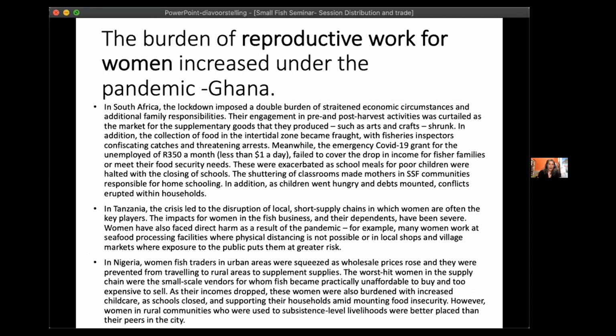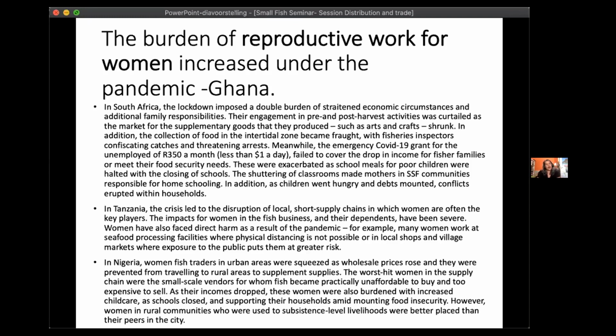There's no doubt about it that the burden of reproductive work for women increased under the pandemic, and this was particularly prevalent in Ghana. And we also saw in South Africa the double burden of women with extra responsibilities. Their engagement in pre and post harvest was curtailed by the market and by supplementary goods that they can't produce, so a cut in livelihoods.